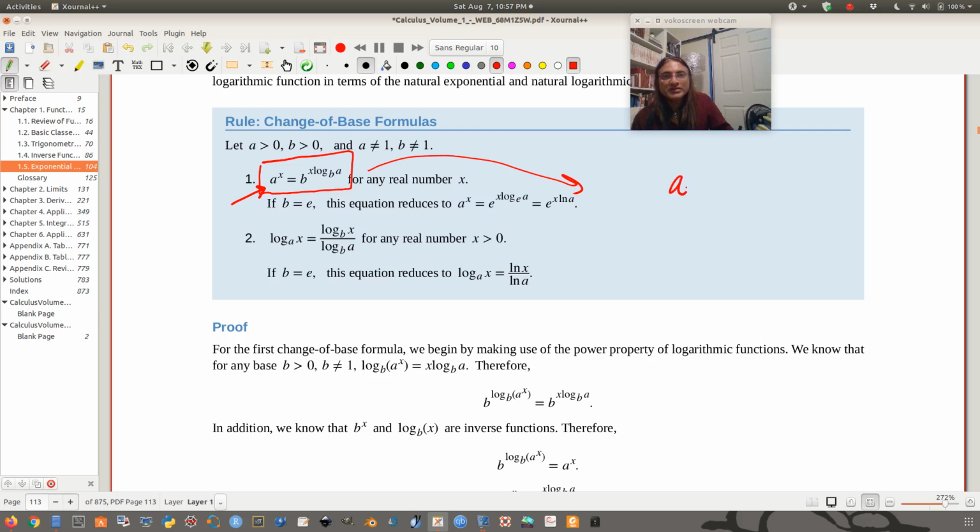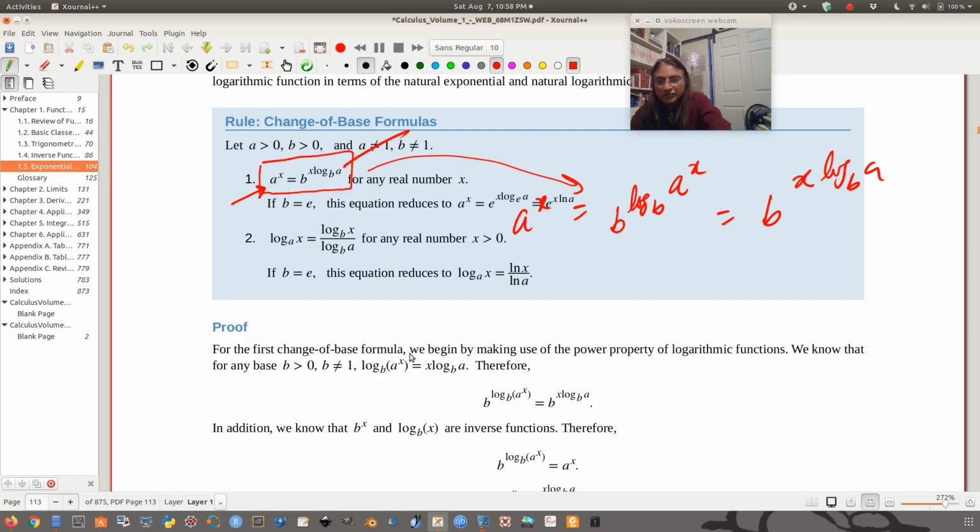To prove this, if I want to change a to the x to b to the x, I can do b to the log to the base b, right? Because these two cancel, so I can add this anywhere. So a to the x is the same as b to the power log_b of a to the x. Okay, and then obviously log of a to the x is x log a. Remember the property? So this becomes b to the x log_b a, and that's what this is.